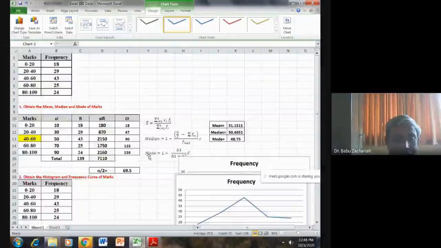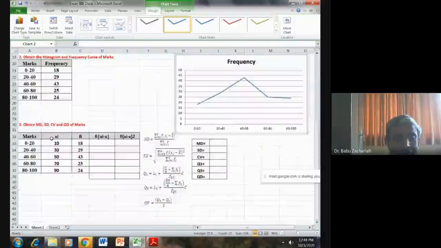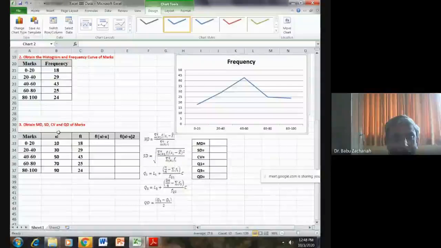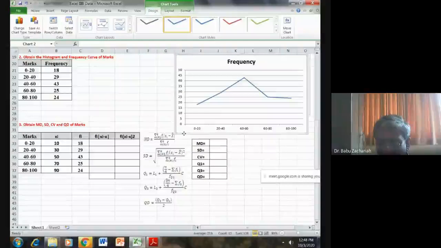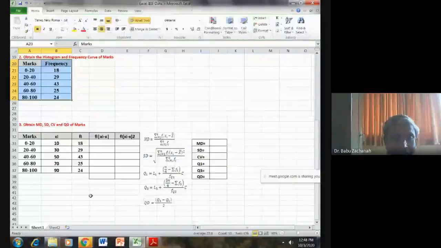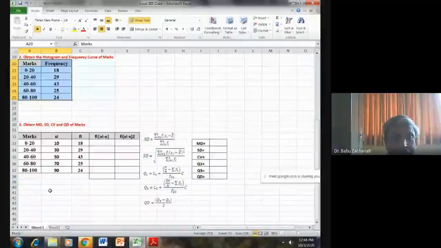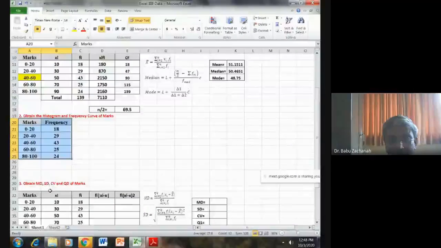Okay, third question: mean deviation, standard deviation, CV, quartile deviation. These are the formulas for that. Let's try to do them one by one. Of course, a little bit more calculation is there. First of all, you have to calculate the mean value. The mean is already calculated, I think. We have the mean value here, so use that.